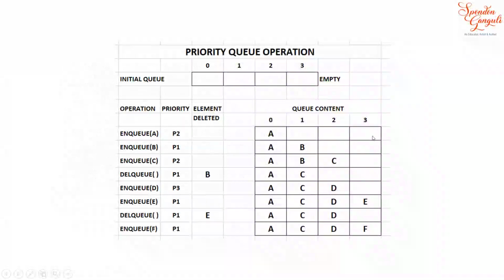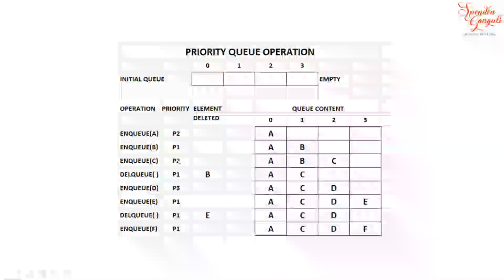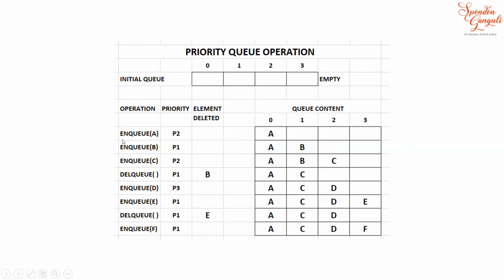Let us see an example. So you have a priority queue. Initially, it is empty. It is a character array I'm taking as an example. We are adding some elements, NQ, and we are setting a priority. So NQ A, and I'm giving priority as P2. So in the queue A is added. Then I'm doing NQ B, priority set as 1. Now I'm doing NQ C with priority P2.